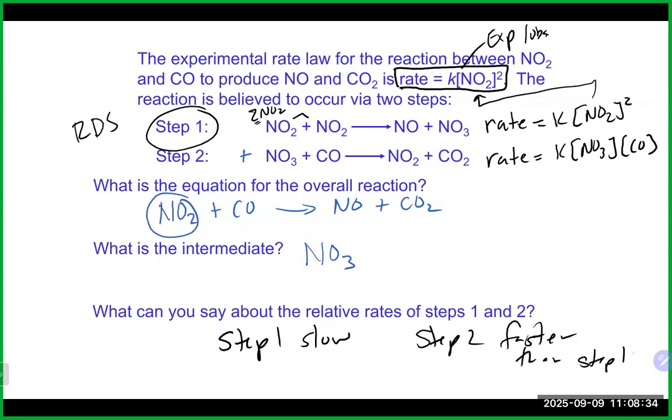So this is one type of mechanism problem where they give you the mechanism and the rate law, and they ask things like, what's the rate determining step, which one's the slow step and which one's the fast step.